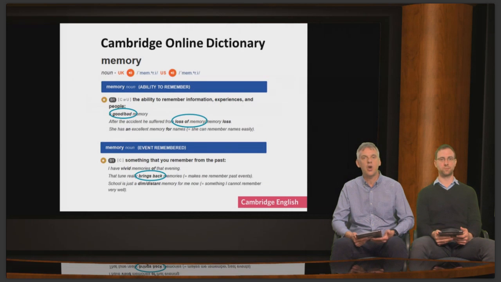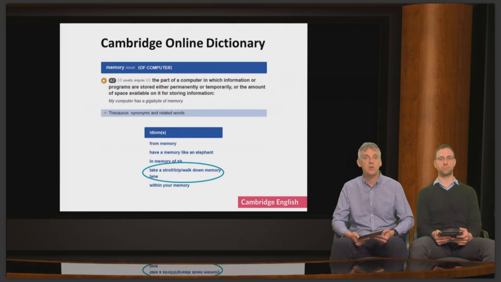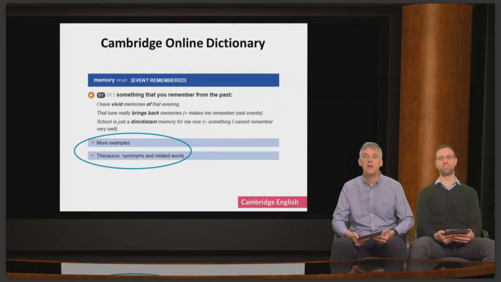Then there are some common collocations: a good memory, a loss of memory, to bring back memories, and so on. And there are also some common idioms which include the word memory. For example, take a stroll, trip, or walk down memory lane. In addition, learners can also read more examples of each meaning of the word and open the thesaurus function, which gives them synonyms and other related words.